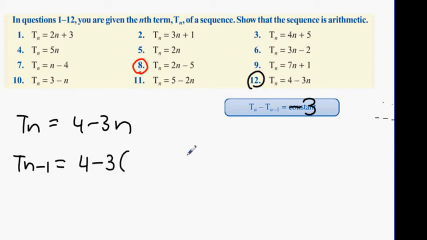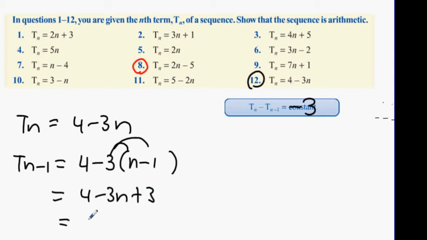3 times what? n minus 1. Which is? 3n plus 1. Or plus 3. And then, which is? 7 minus 3n. Once you figure that out, take them away from each other. It's Tn minus, we have to figure out Tn minus Tn minus 1.